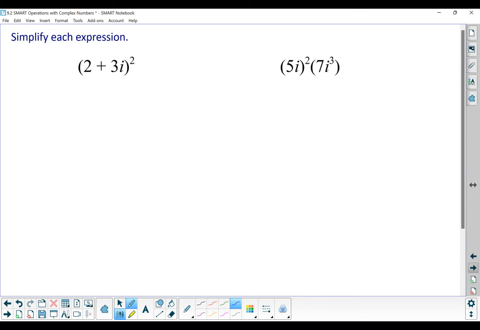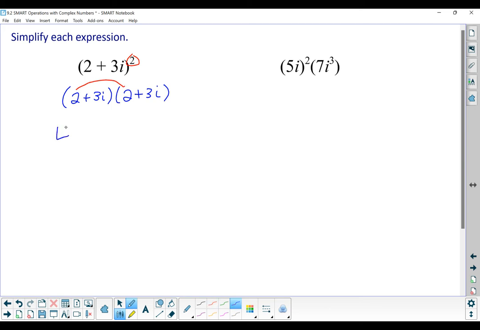Okay, a little bit more, just 2 more examples that are similar but a slight variation. We've got 2 plus 3i squared. So whenever you see squared, remember that just means that thing is multiplied by itself. So we've got 2 plus 3i multiplied by 2 plus 3i. So this is really no different than the ones we've been doing. You just need to realize that means we have 2 plus 3i's that we're multiplying together.